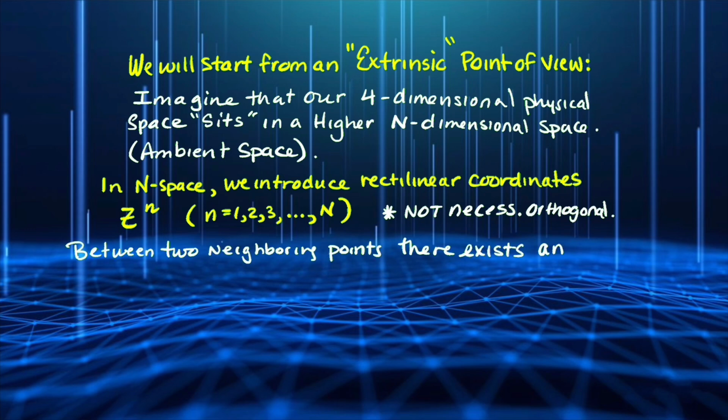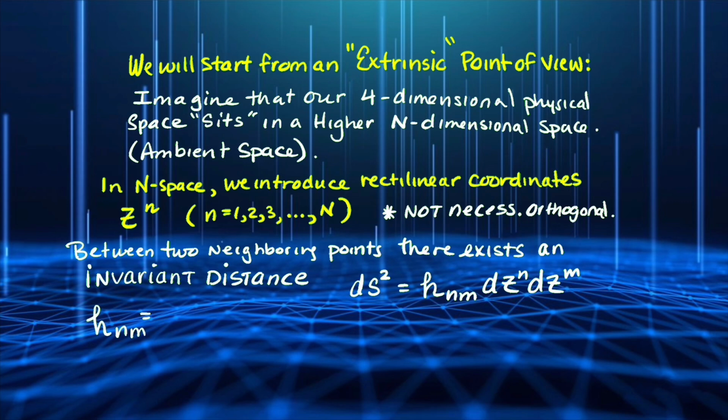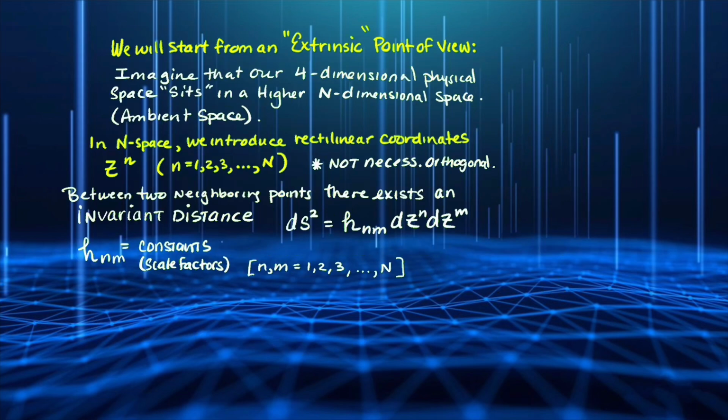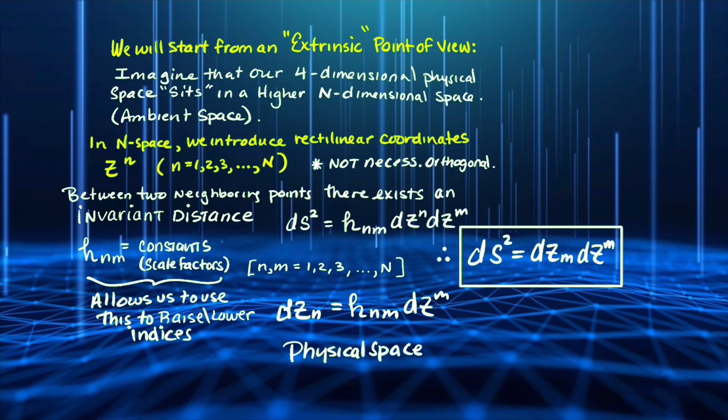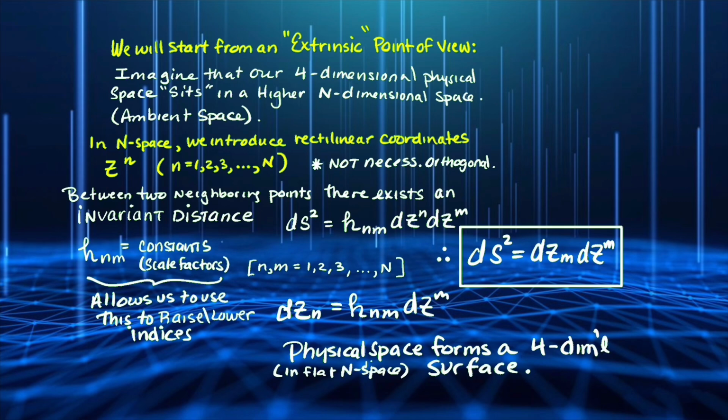Between two neighboring points, then, there exists an invariant distance, ds squared, equal to this value, where h_nm are constants or scale factors given in our coordinate system for n, m ranging from 1 to capital N. And because these are constants, they allow us to raise and lower indices in the following way. Therefore, the squared distance may be written as follows, and physical space can be thought of as forming a four-dimensional surface in our flat N space.